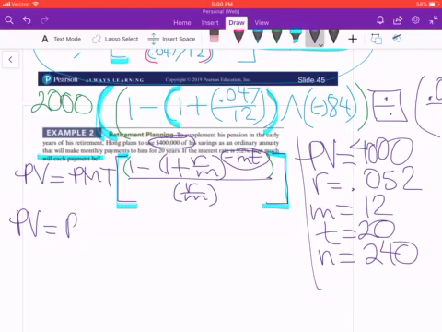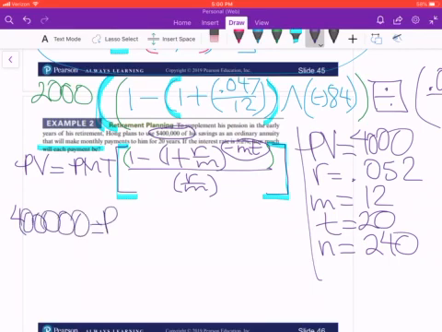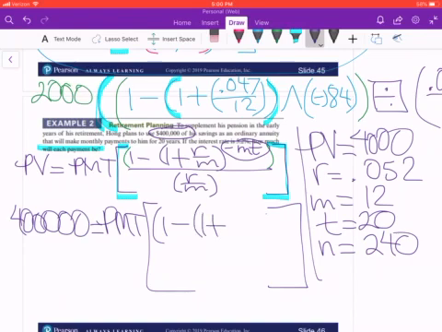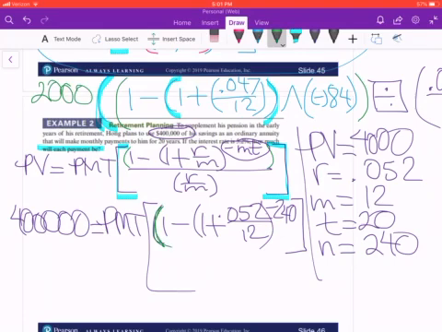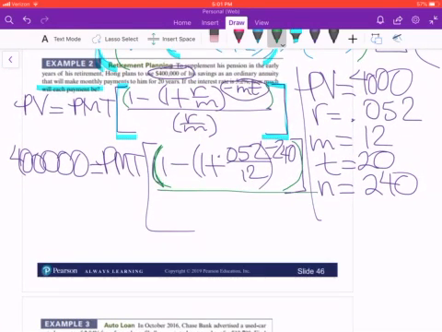Now I'm going to substitute what I have. Instead of the present value, I'm going to write down the 400,000. The payment, that is what we're looking for. And here we're going to have 1 minus parentheses 1 plus 0.052 divided by 12, close parentheses, to the power negative 240. In fact, this parentheses here, I'm going to close it here. And all of that divided by 0.052 over 12.